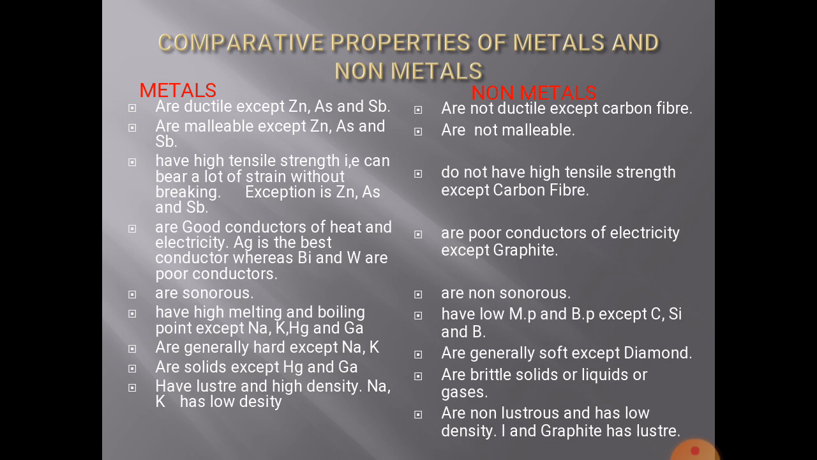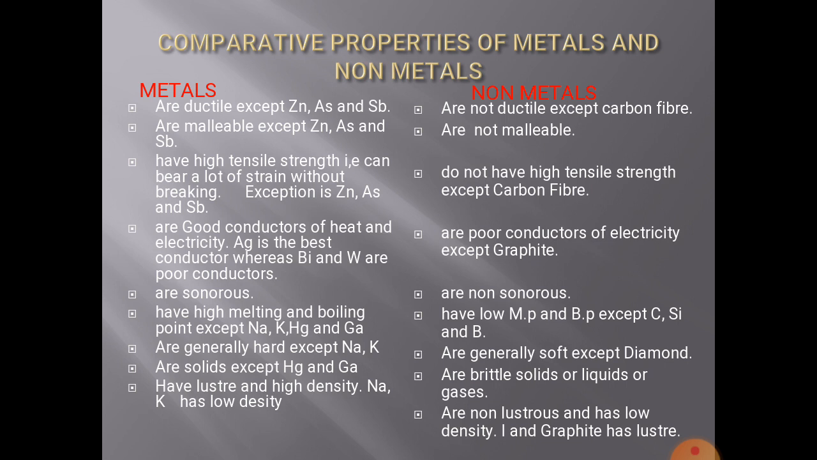Metals have got very high tensile strength. It means they can bear a lot of strain without breaking. You can bend them but they may not break. But there is an exception to that rule also. Zinc, arsenic and antimony have low tensile strength. Non-metals generally do not have high tensile strength. They have low tensile strength. Again, there is an exception in non-metals and that exception is carbon fibers.